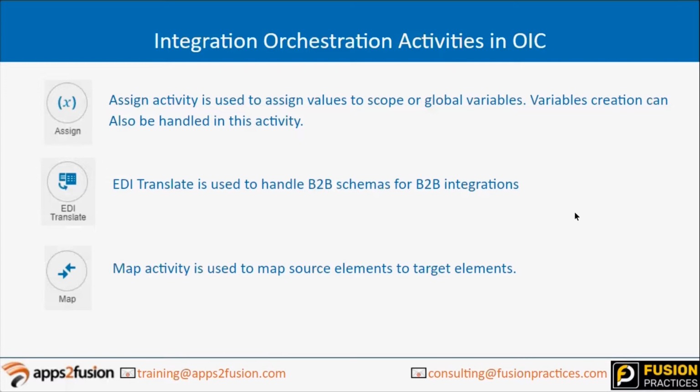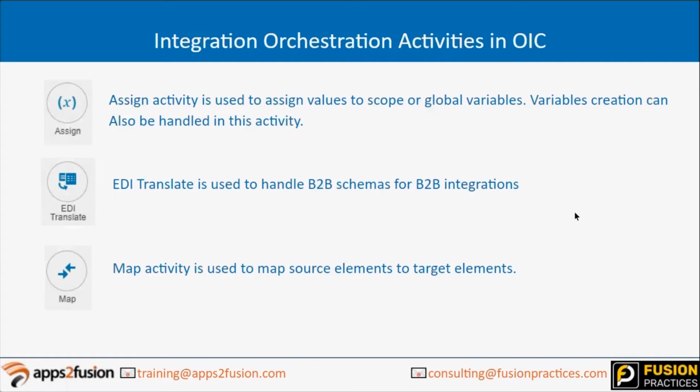Now, the very first activity is our assign activity. If you want to create any variables for your integration, if you want to hold some values in a variable, and if you want to use it in other flow steps, then you can go ahead and use this activity. And we have this EDI Translate activity, which we discussed yesterday, right? We have find B2B schemas under our B2B integrations. So this EDI Translate activity will be used to handle our B2B schemas for the B2B integration.